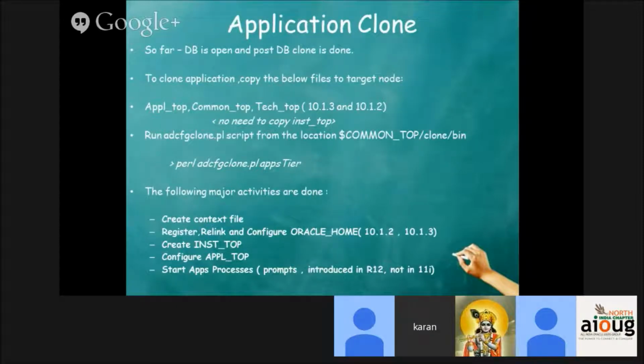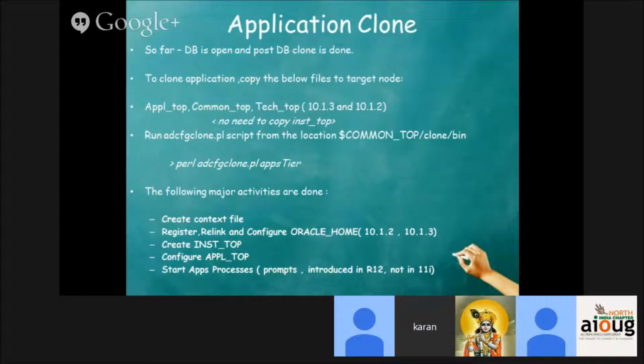Now we're done with the database part. So let us start cloning the application. To clone the application, we need to bring the appl top, the common top, and the tech top, which are the three major tops required for cloning. We need not bring in the INST top because once we start the clone, the INST top will be created automatically as per your instance configurations.